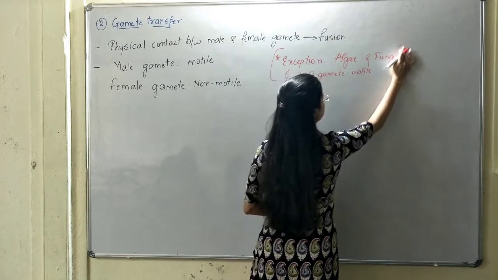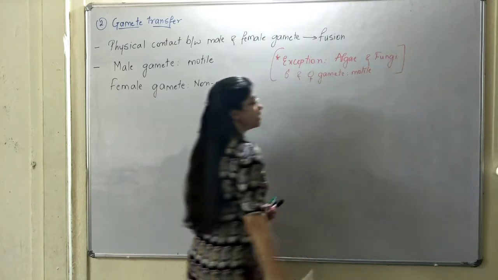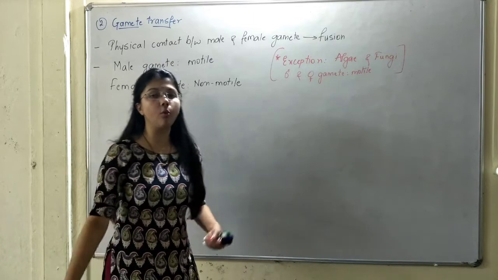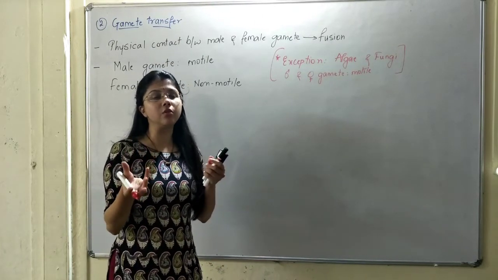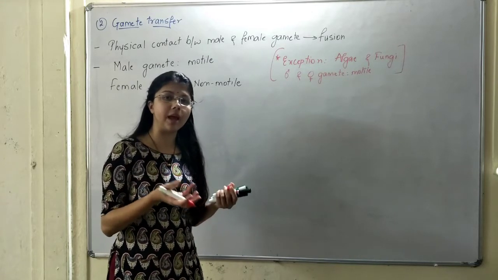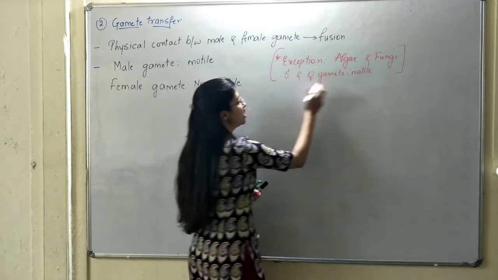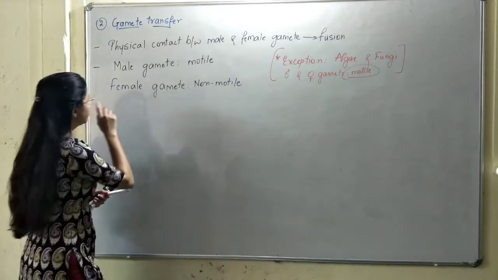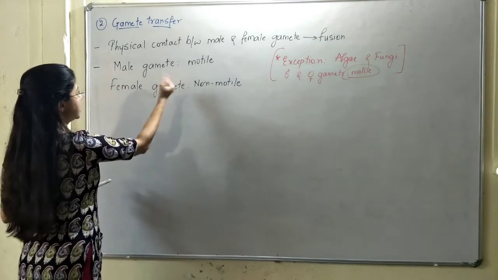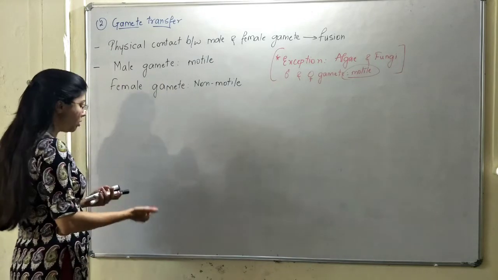Now what is the reason? We had already discussed it yesterday, the types of gamete, homogametes, right? Since they are morphologically similar, you cannot distinguish whether it is a male gamete or a female gamete, and both these gametes will be motile.